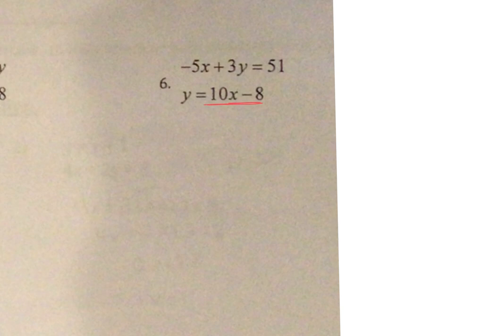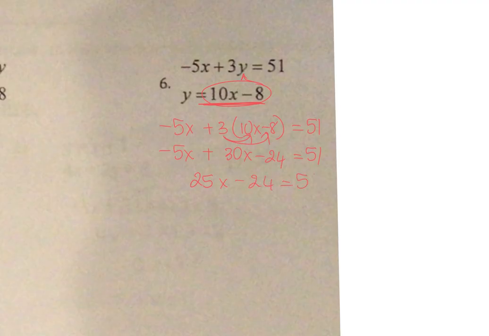So I'll take the entire thing of y equal to, and I substitute this whole thing into the y. Okay, so we have negative 5x plus 3 times the entire y, which is 10x minus 8, equal 51. Negative 5x plus 30x, distribute two terms, minus 24 equal 51. 25x minus 24 equal 51.